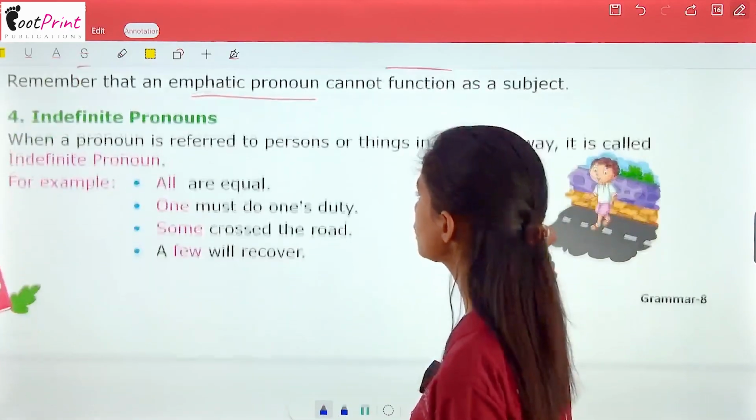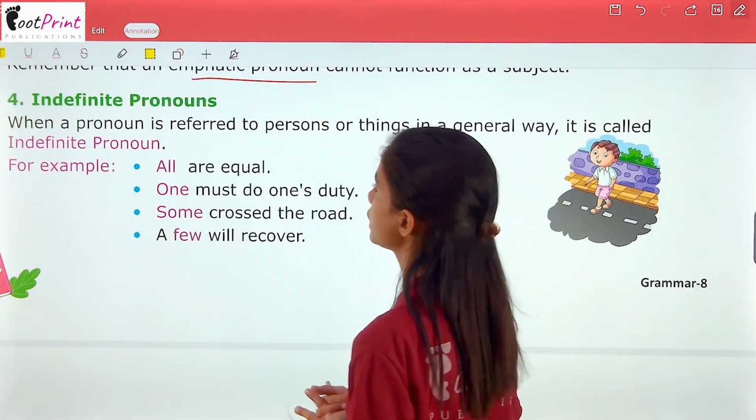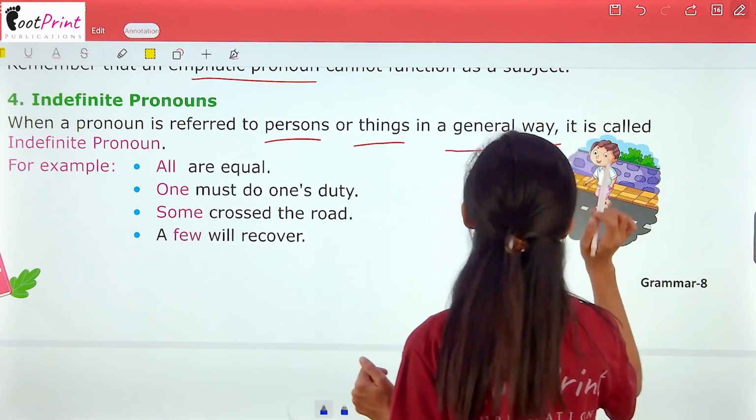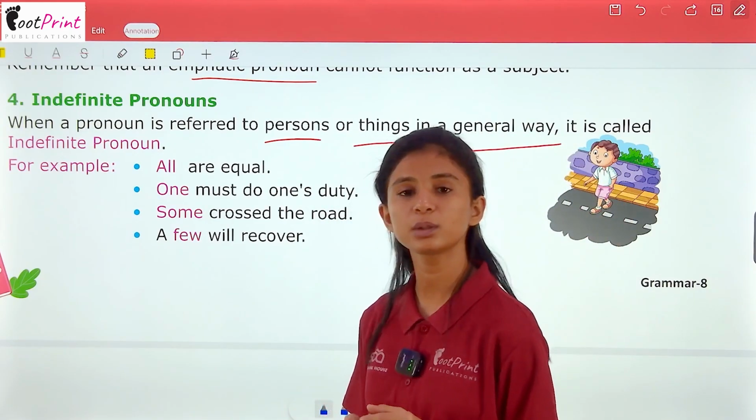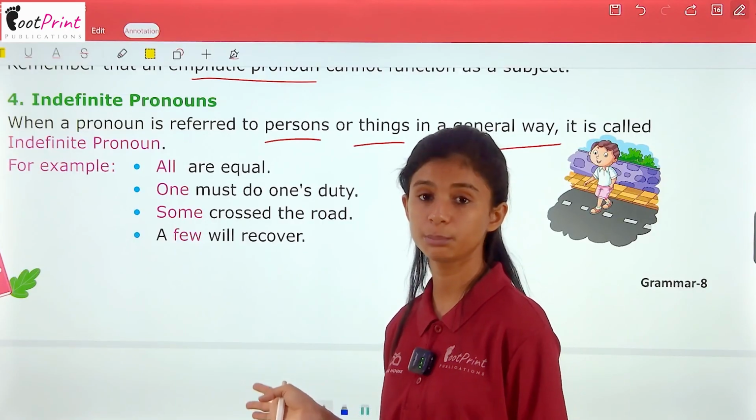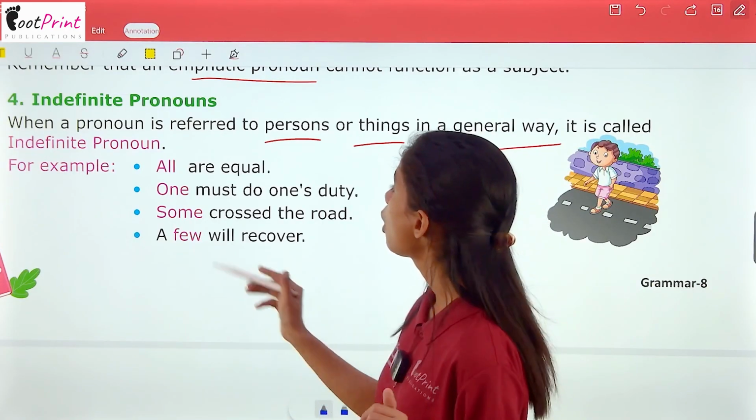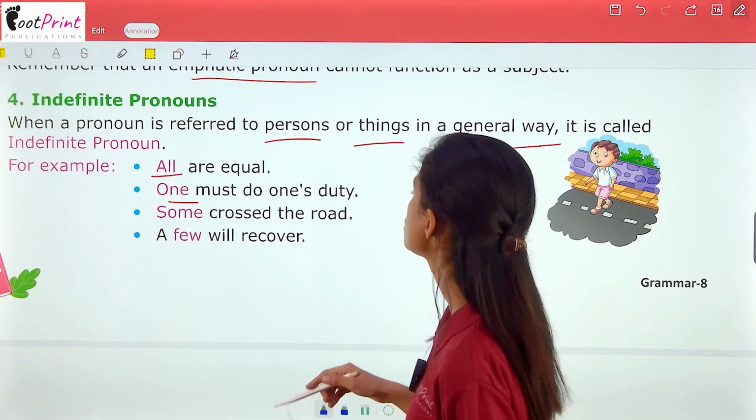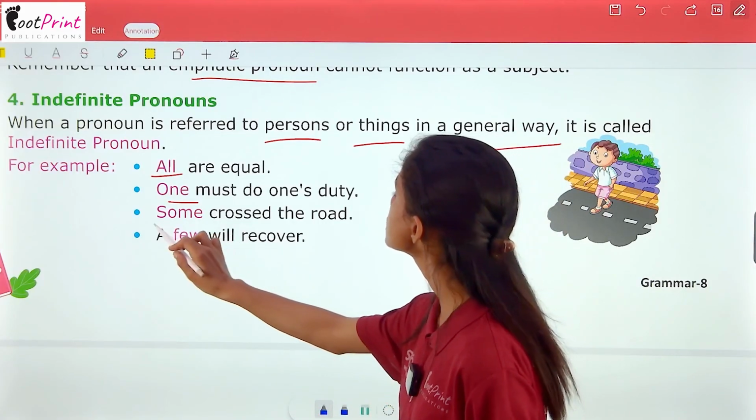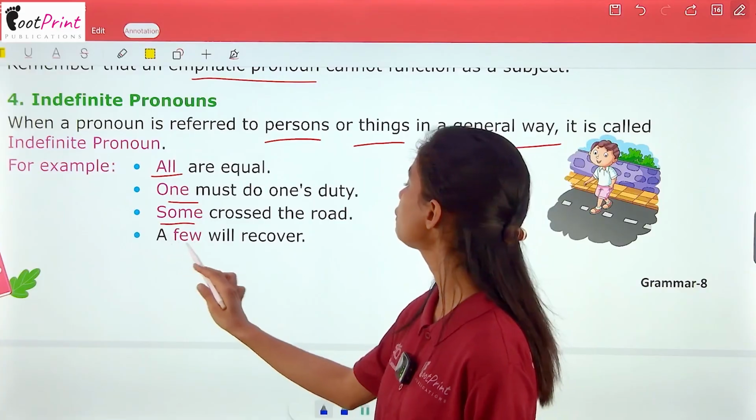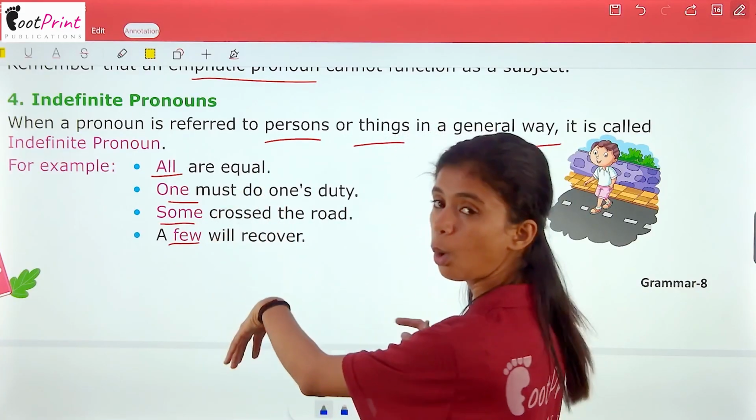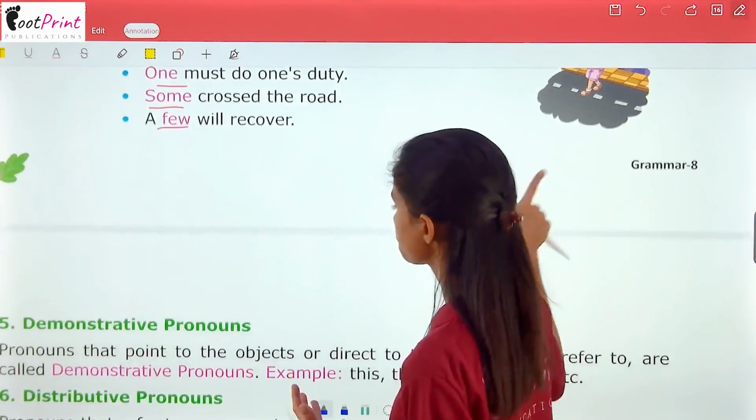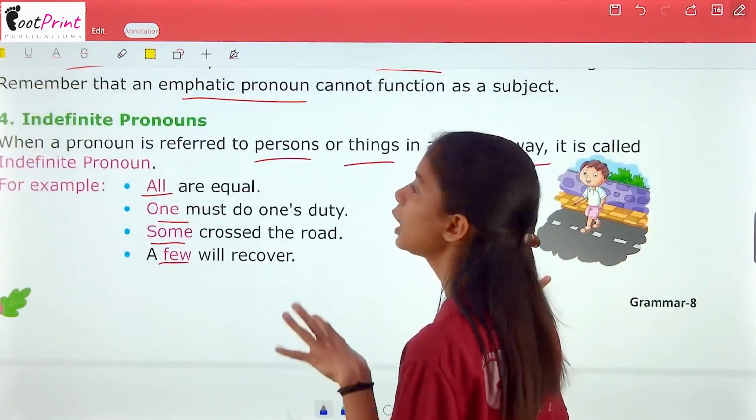Okay? Now, the fourth kind of pronouns is indefinite pronouns. When a pronoun is referred to persons or things in a general way, it is called indefinite pronoun. जब हम इनको generally use कर रहे हैं, so these will not be the same pronouns. Let's see what are the general pronouns. All are equal. Everyone is equal, right? One must do one's duty. Some cross the road. A few will recover. So these are all used for general persons, places or things, right? So these come under the category of indefinite pronouns.